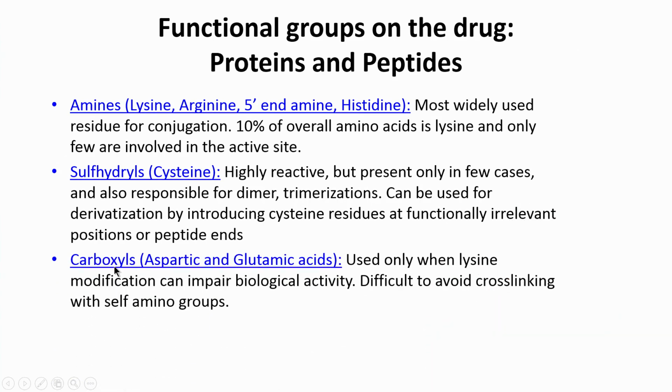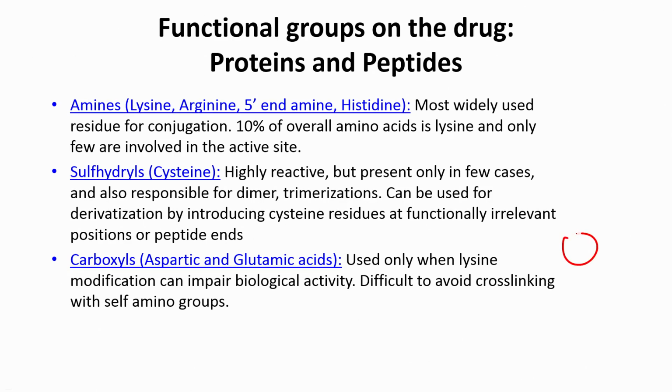And then we have amino acids such as aspartic acid and glutamic acid. They also have carboxyl present on them, and the C terminal end of the protein will also have a free carboxyl. So, you can use them, but typically you only use them when lysine modification is having some issue, because maybe it is causing a decrease in the activity of the protein, then you can go to the carboxyls. The problem is, we know that most proteins contain both amine and carboxyl. So, if you use carboxyl, it is very easy to cross link the protein.